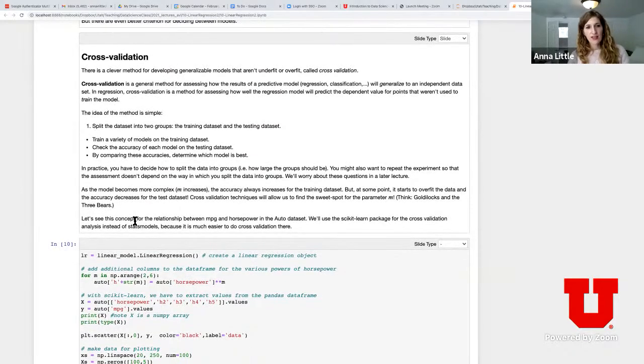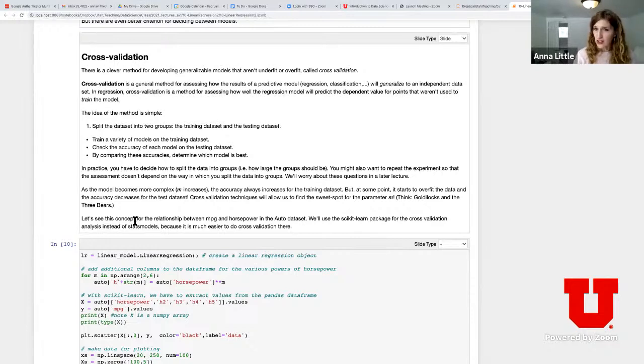This is a simple but actually very powerful idea, and it's kind of created a new way of thinking about things in machine learning and in data analysis. And of course, you have to decide how to split the data into groups. Should you just split it in half? Should you use most of your data for training? Should you use most of your data for testing?